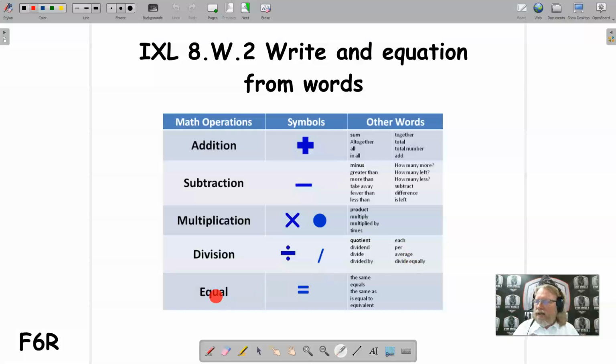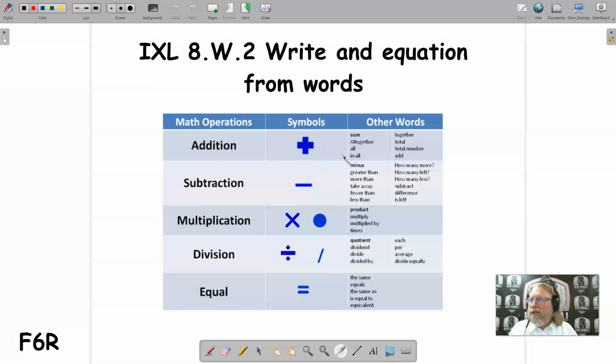And then finally, this is not an operation, but it is equal, and it's by these 2 lines here is the symbol for it. And words that we use for the word equal, or phrases that we use, are the same as, or equals. Here it is, the same as right here, or is equal to, or equivalent.